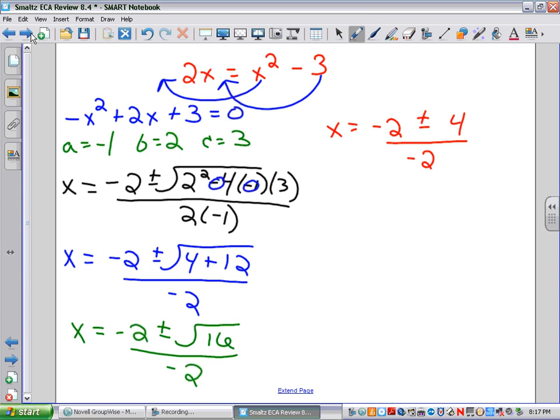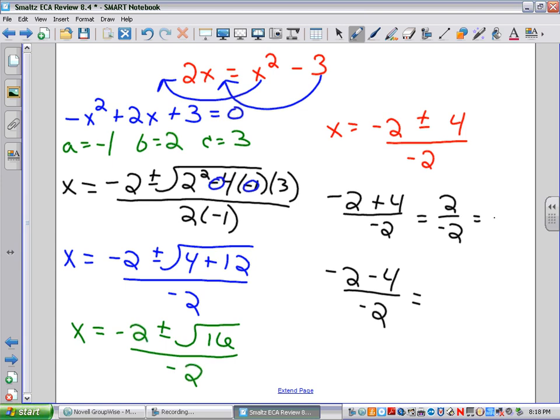So I'm ready now for my two answers. One answer would be negative 2 plus 4 over negative 2. The second answer would be negative 2 minus 4 over negative 2. So what are my two answers? The top one, negative 2 plus 4, that's 2 over negative 2, so that's negative 1. The bottom one would be negative 2 minus 4, so that's negative 6 over negative 2, and that would be a positive 3. So my two answers are negative 1 and positive 3.